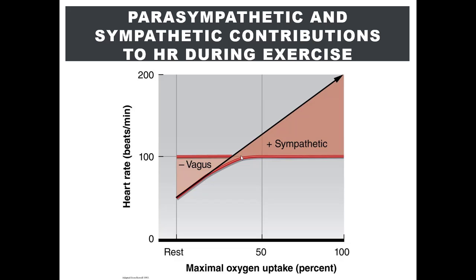If I asked which of the following is responsible for an increasing heart rate above 100 beats per minute to maximum heart rate, the answer would be increased sympathetic activity.